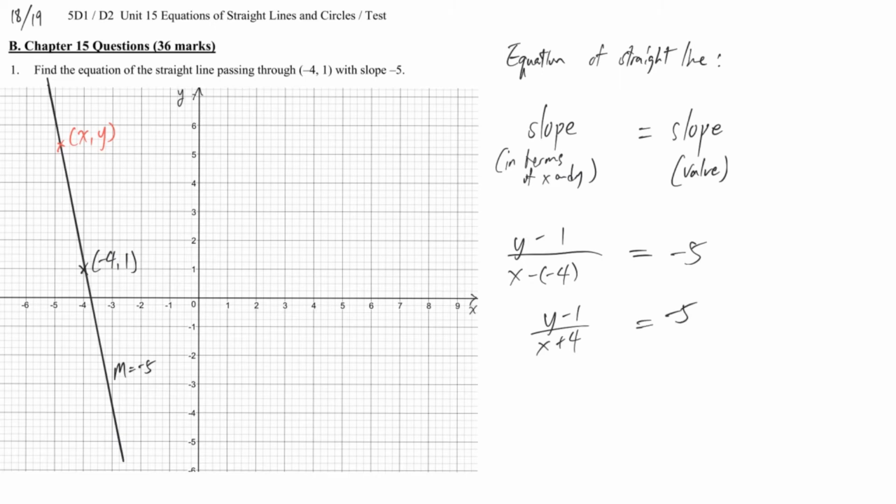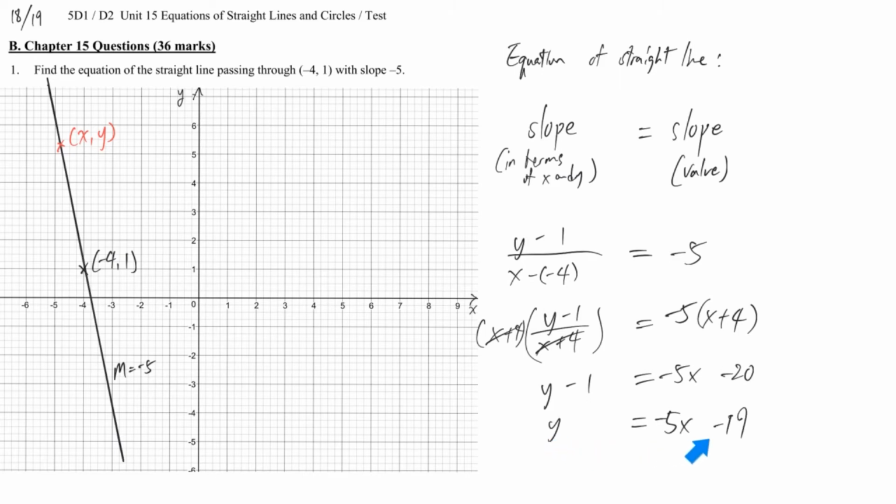I hate fractions, so both sides times x plus 4. Same thing divided by same thing gives you 1, and 1 times anything is still the same, so only y minus 1. Negative 5x, and then negative 5 times 4 we have negative 20. Finally, I make y the subject. So this is the equation of the straight line in slope-intercept form. This gives you the slope, and this one is the y-intercept.